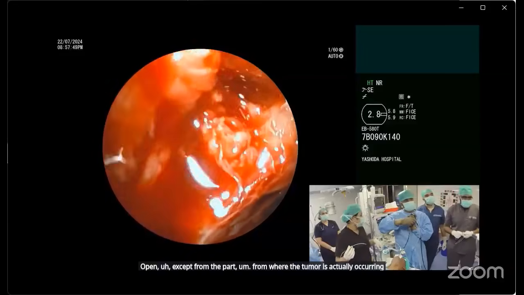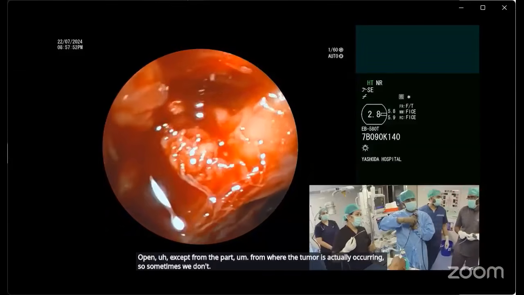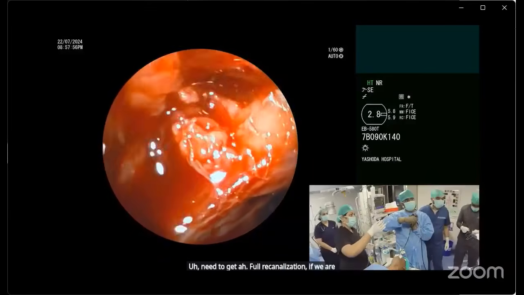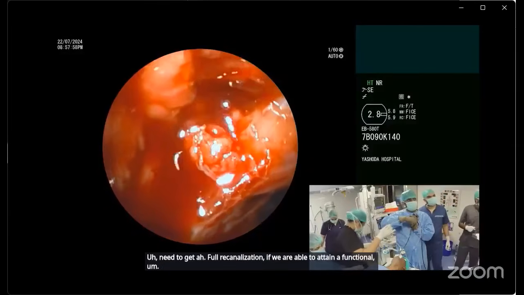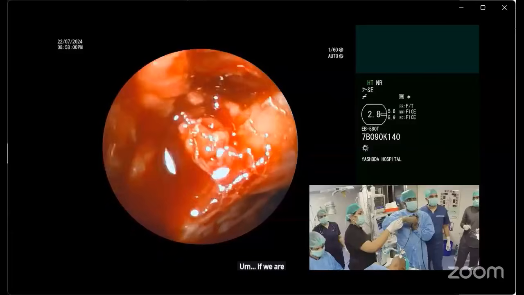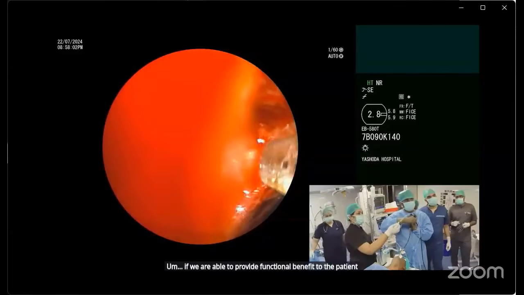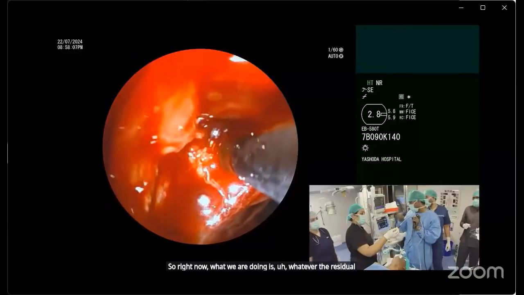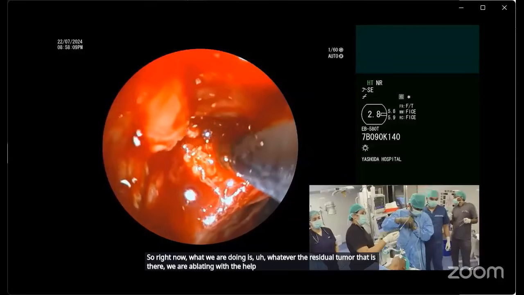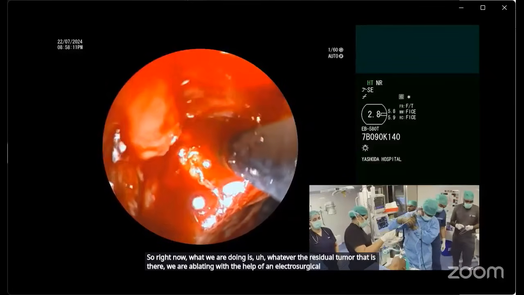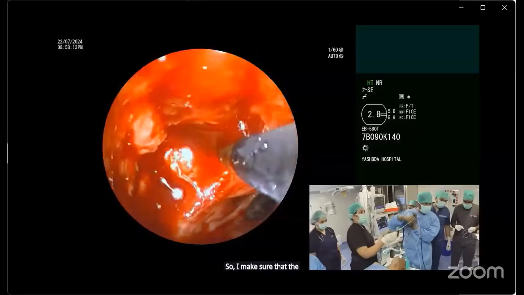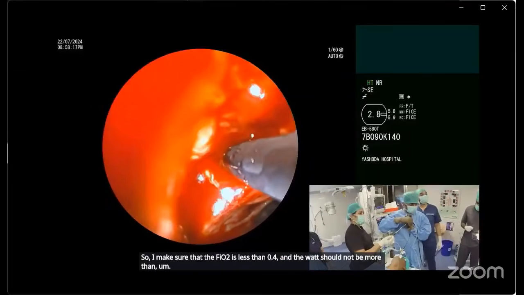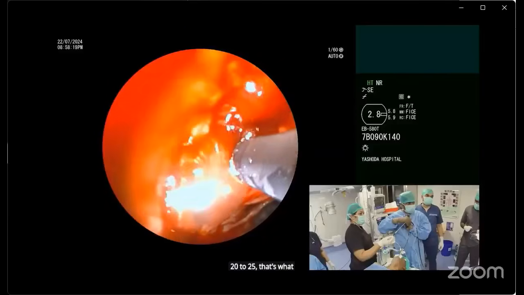So sometimes we don't need to get full recanalization if we are able to provide functional benefit to the patient. That should also be sufficient. So right now what we are doing is whatever the residual tumor that is there, we are ablating with the help of an electrosurgical cautery. So I make sure that the FiO2 is less than 0.4, and the set watt should not be more than 20 to 25. That's the practice we follow at our center.